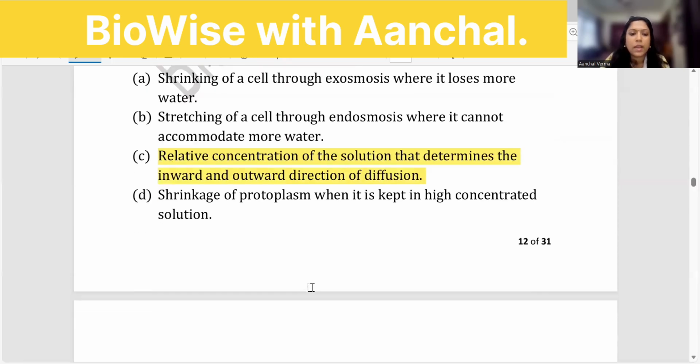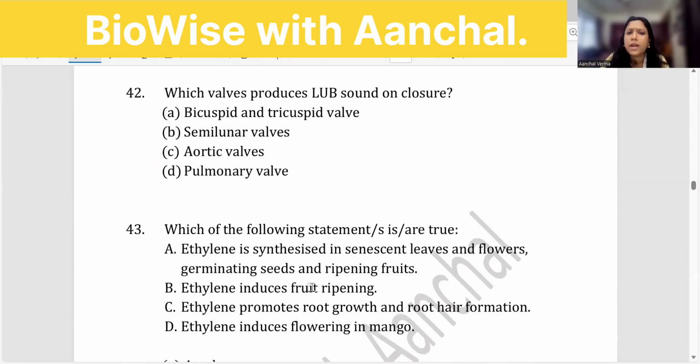Okay, next one. Which valve produces lub sound on closure? Now, lub sound, lub, dub, right? The first sound is lub. Arterioventricular valve. Arterioventricular valve कौन सा है? Bicuspid and tricuspid. So, your answer is 42A. Correct? How many of you are right?